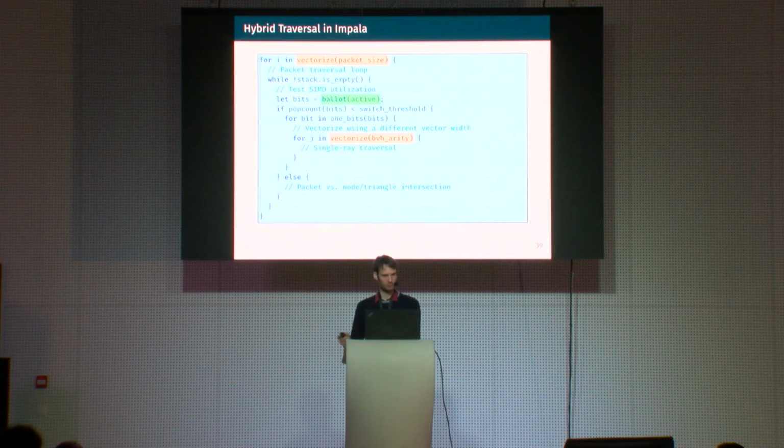And if it's below a certain threshold, you switch to single ray traversal, and for every bit set in this mask, which means every lane that's active, then you can run a single ray traversal. Otherwise, you just do the normal packet traversal. And that's all you need to do.